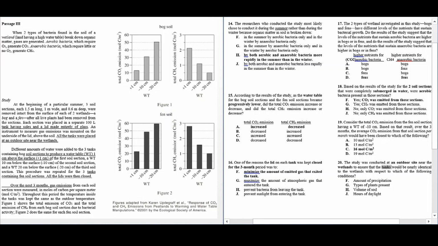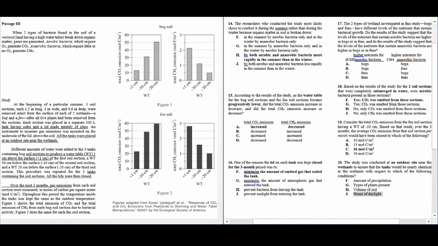First, amount of precipitation. Because we saw that the tanks are enclosed in a lid of glass, any precipitation that hits the outdoor site would not enter into the soil, into the tanks. So F is probably not correct. G, types of plants present. Well, we saw that all live plants were removed from the sections, so this is not a similarity between the tanks and the wetlands. H, volume of soil. Since the tanks had a soil section that was smaller than the size of the wetland it was removed from, this is also not similar.